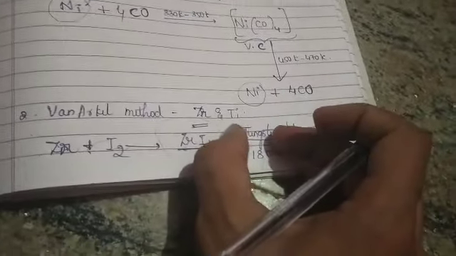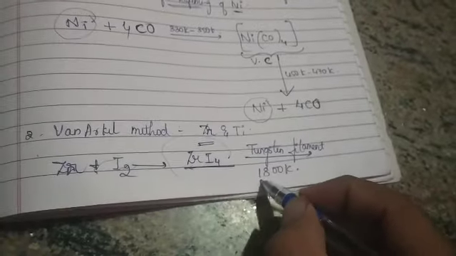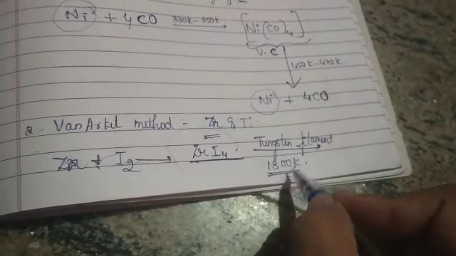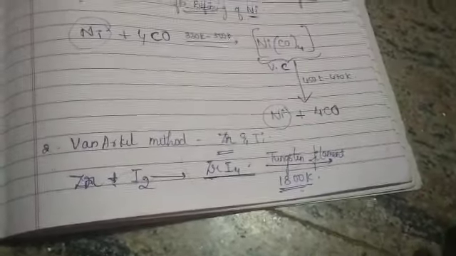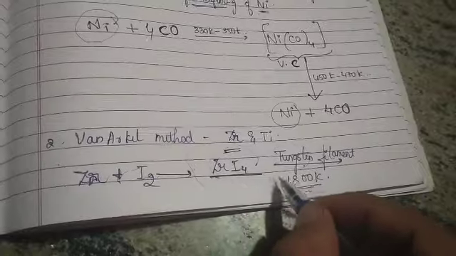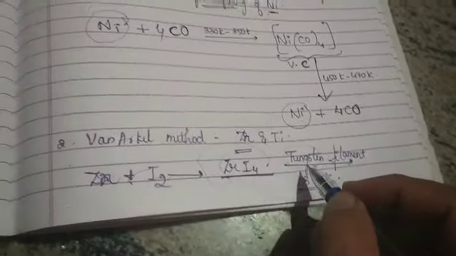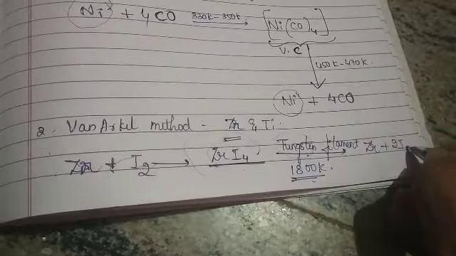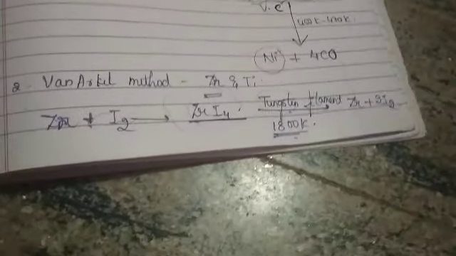Why are we choosing it? Because tungsten has very high temperature resistance. Even at this high temperature, tungsten is not going to melt. That is the reason we have chosen tungsten here. So this zirconium iodide is heated on the tungsten filament, and of course you get pure zirconium with the evolution of iodine gas.